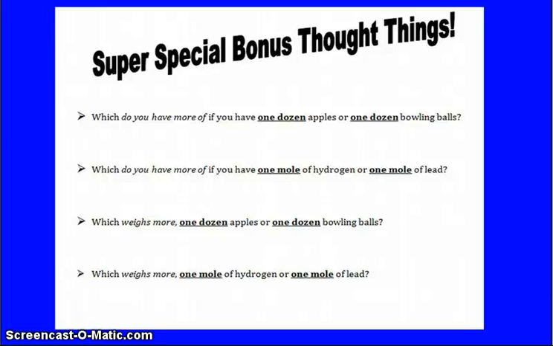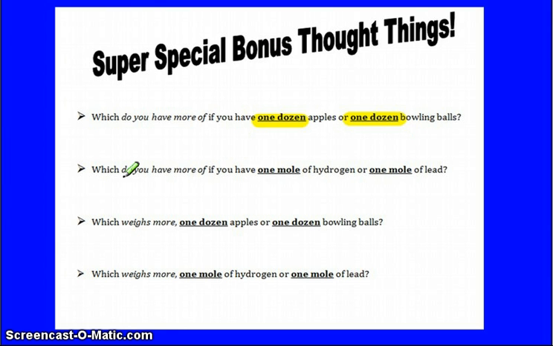Alright, so we're going to look at the possibilities worksheet, some more practice problems with the mole concept. But before we do that, I just wanted to go over these super special bonus thought questions. The first two questions: which do you have more of if you have 1 dozen apples or 1 dozen bowling balls? In your head, you say, oh, a dozen is 12 things, so it doesn't matter, apples or bowling balls, they are the same, and you are correct.